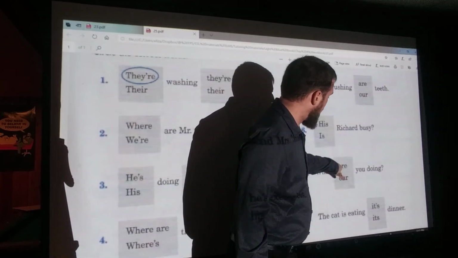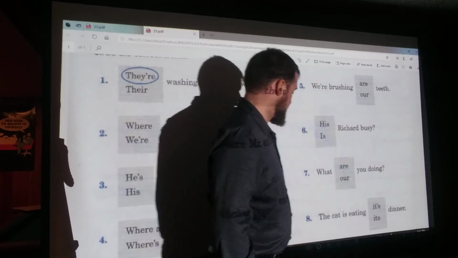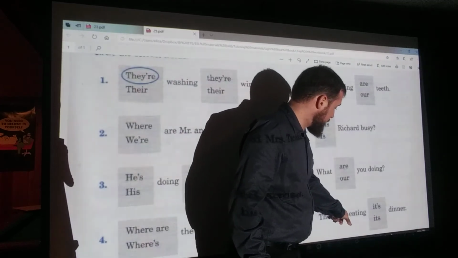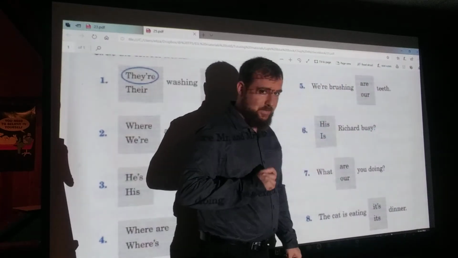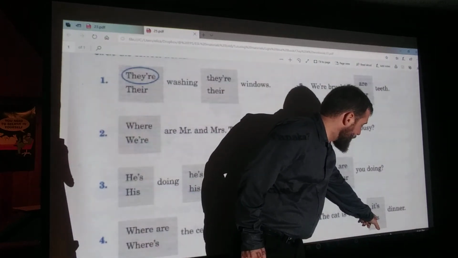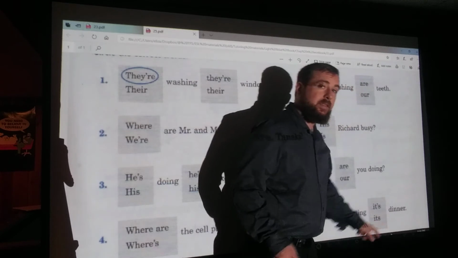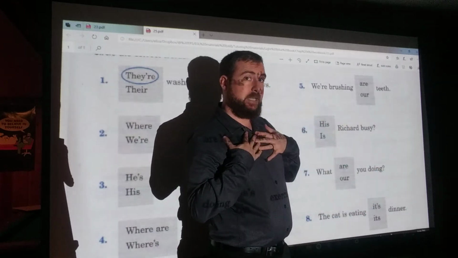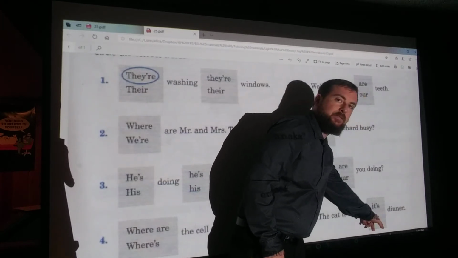Number 7. What are you doing? A-R-E. And number 8. The cat is eating its dinner. Remember, I mentioned this in the last video. I talked about this. When we're talking about a possessive adjective, we say I-T-S, no apostrophe. When you see this word, I-T apostrophe S, that means it is. It doesn't mean something like, this is my dinner, that's its dinner. This over here, when we're doing a possessive adjective, has no apostrophe.